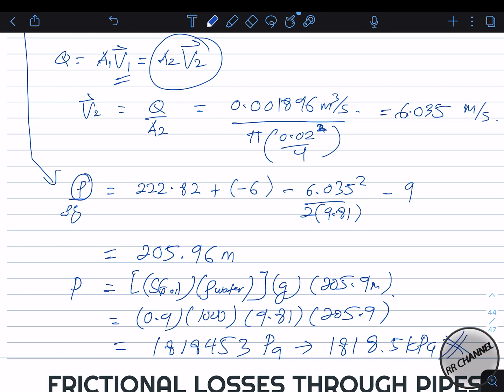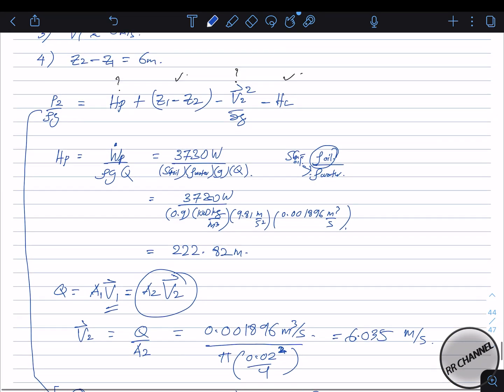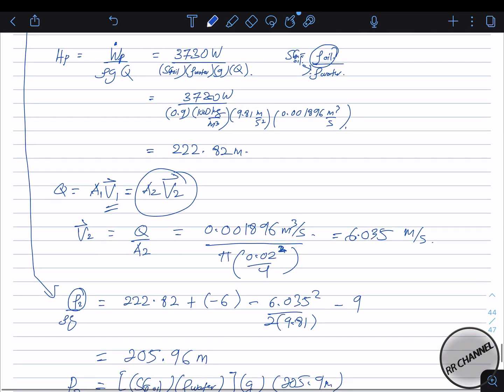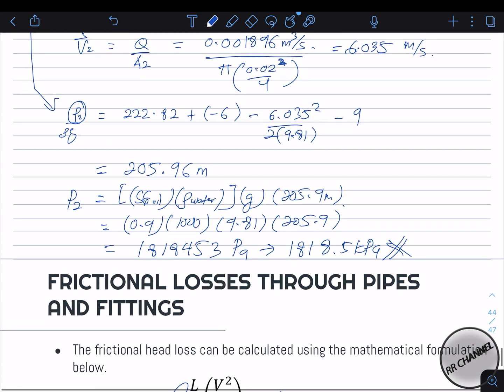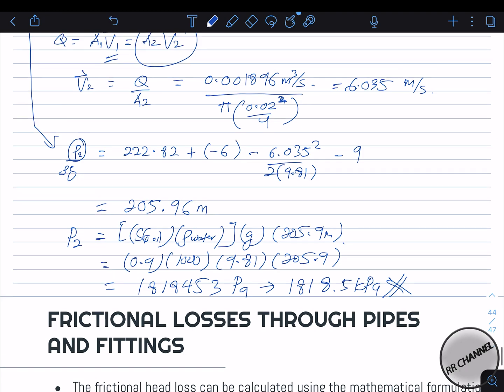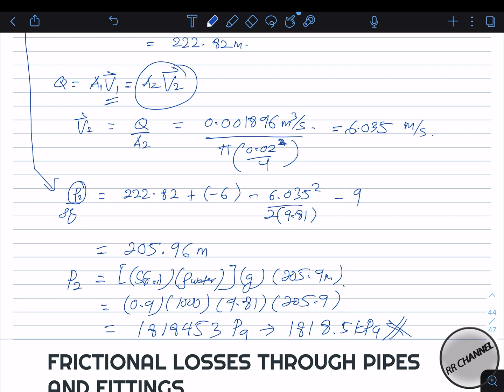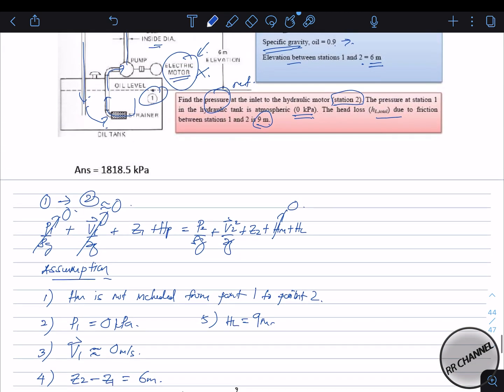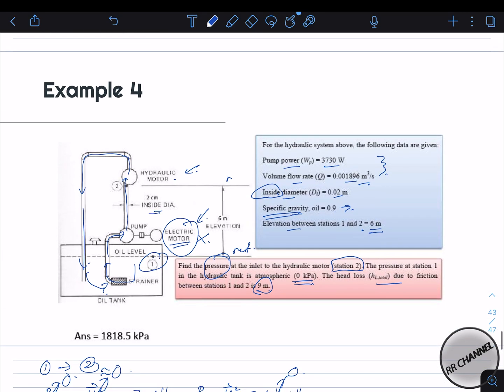Alright, so this is the pressure at point 2, because we rearranged the equation as P2 over rho G. Okay, so this is the answer for the pressure at station 2. Make sure you understand this because this is very important for the Bernoulli equation applied to hydraulic circuit analysis.